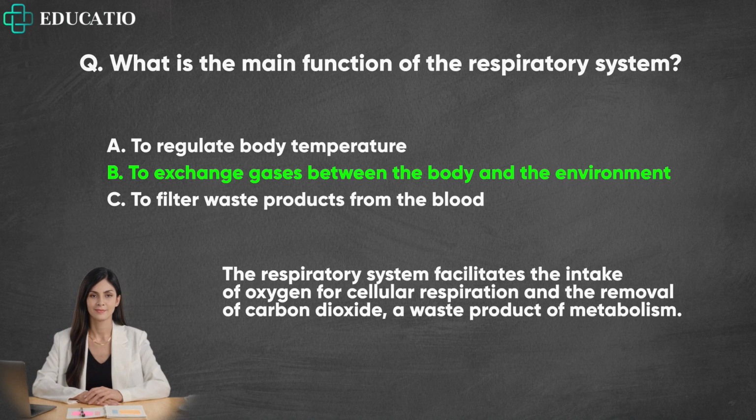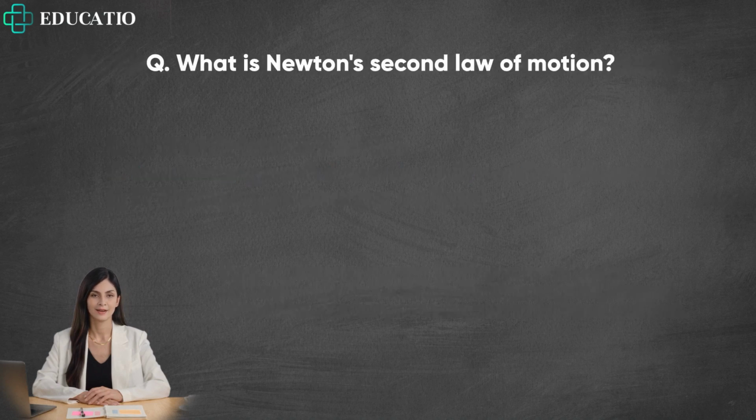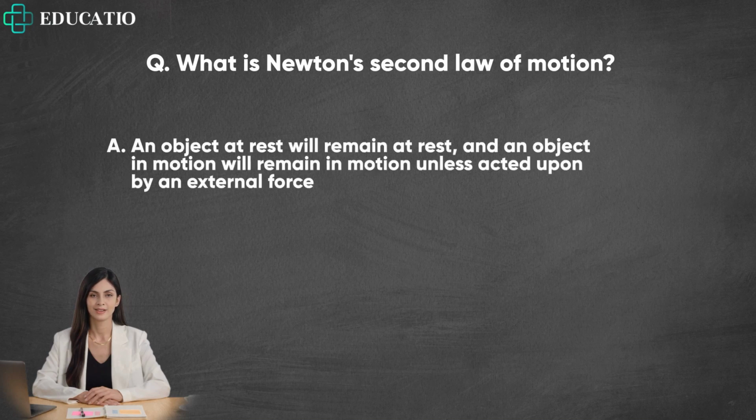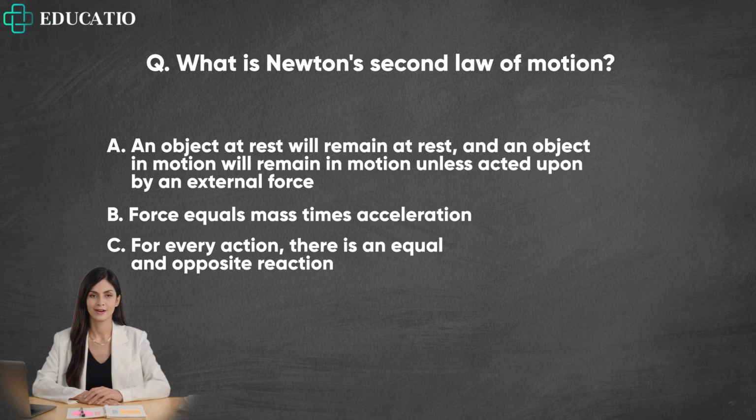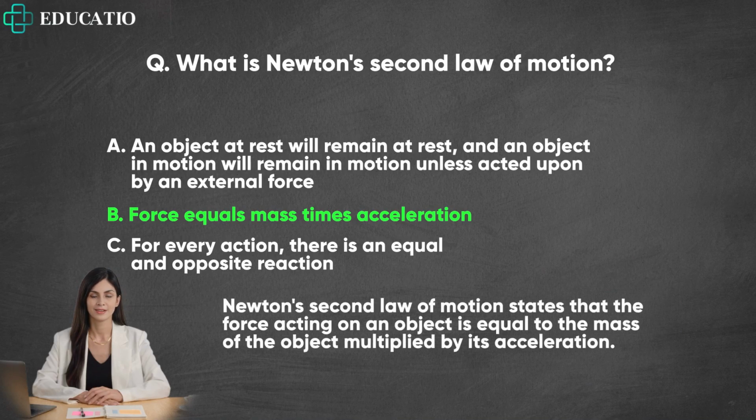Question: what is Newton's second law of motion? A. An object at rest will remain at rest, and an object in motion will remain in motion unless acted upon by an external force. B. Force equals mass times acceleration. C. For every action, there is an equal and opposite reaction. Answer: B. Force equals mass times acceleration. Explanation: Newton's second law of motion states that the force acting on an object is equal to the mass of the object multiplied by its acceleration.